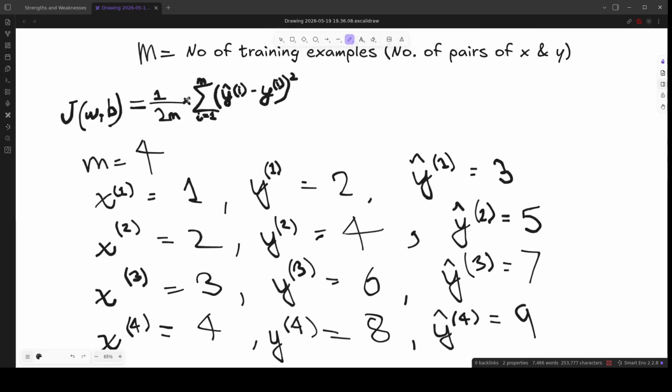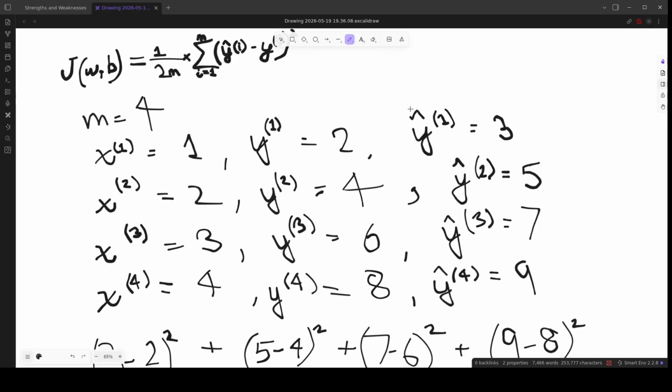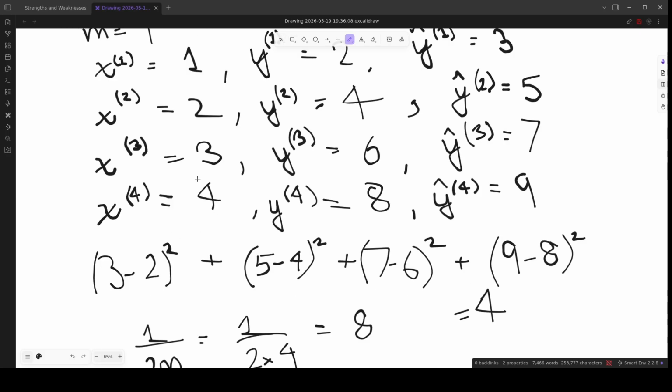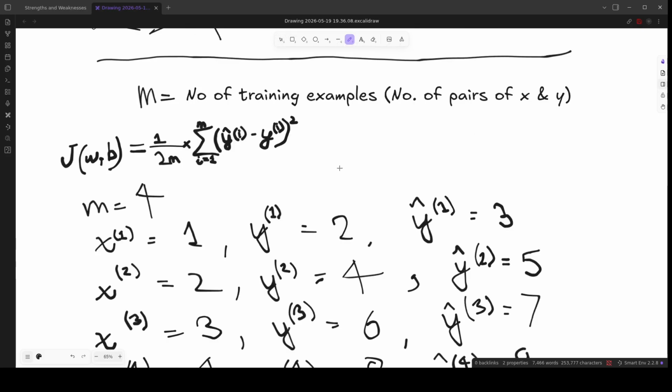So let's try a concrete example to see how the cost function works. m is 4, x1 is 1, y1 is 2 and y hat 1 is 3. So the input is 1, the actual output should be 2, but the model's prediction is 3. Similarly, x2 is 2, y2 is 4 and y hat 2 is 5. x3 is 3, y3 is 6, y hat 3 is 7, x4 is 4, y4 is 8 and y hat 4 is 9. So what will be the total sum of all the errors?